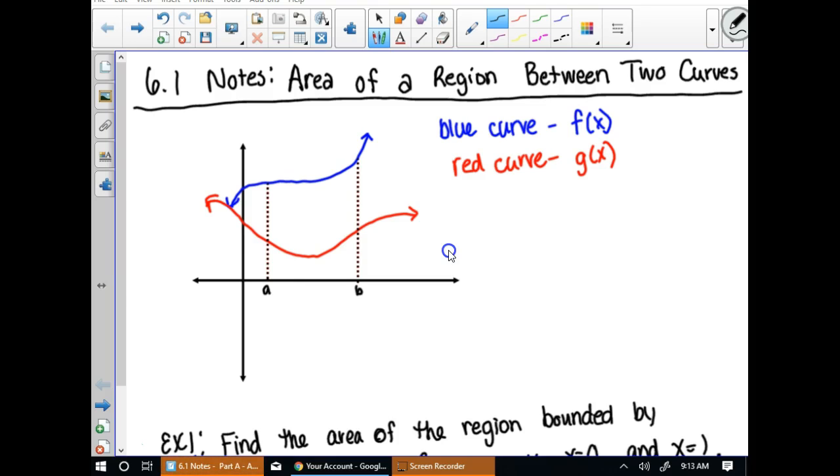And so what we'll be looking for here is the area between the curves. So like in this case, we would be looking for this area right here between the curves.